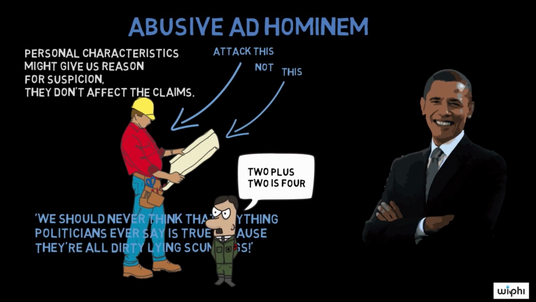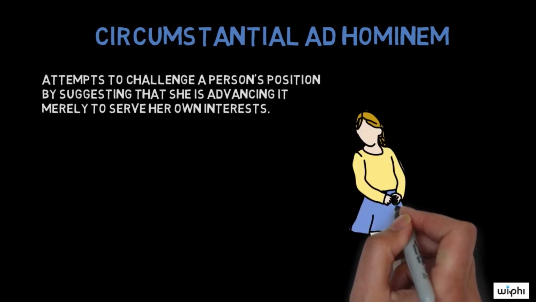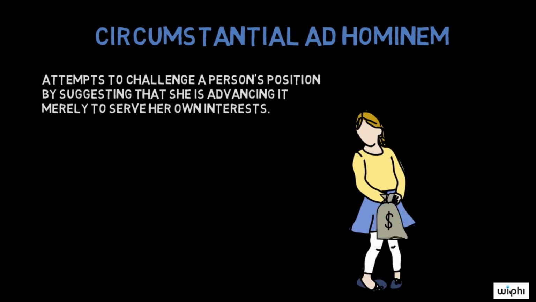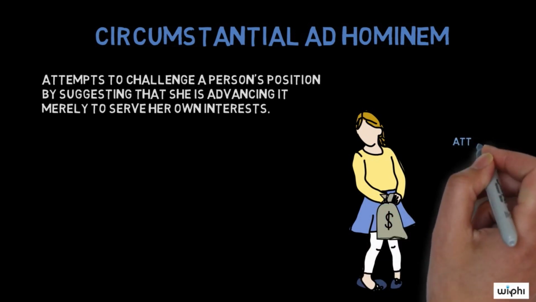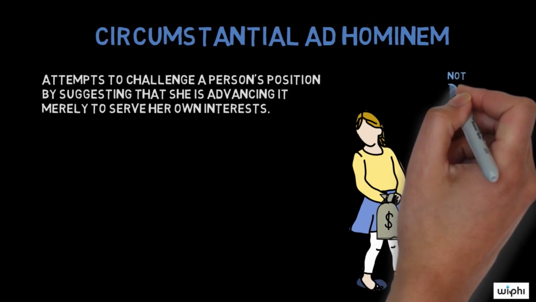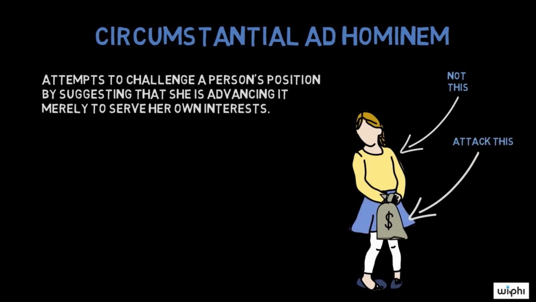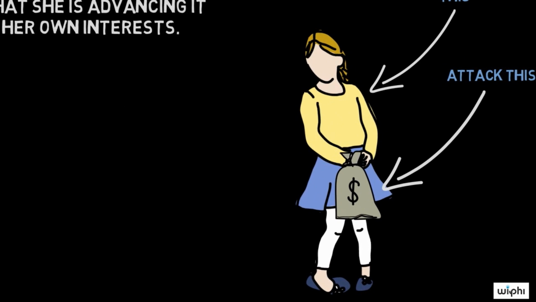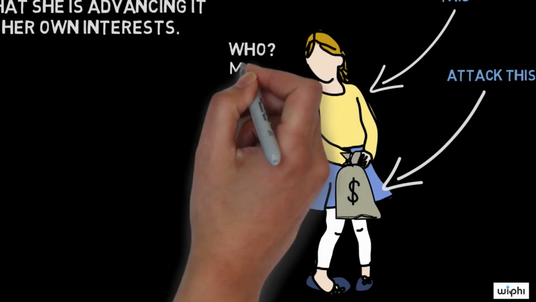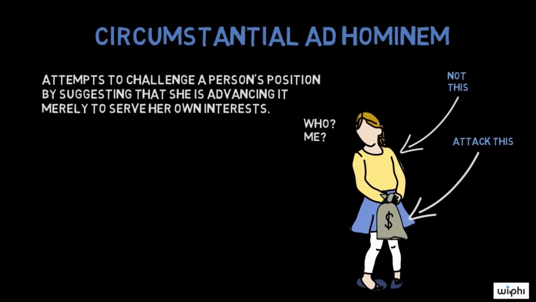Whereas an abusive ad hominem argument works by attacking an individual directly, a circumstantial ad hominem argument attempts to challenge a person's position by suggesting that she is advancing it merely to serve her own interests. Although this can be seen as abusive, circumstantial ad hominem arguments differ from abusive ad hominem arguments in that they focus on their target's situations, rather than on their personal characteristics. Once again, however, although such arguments may give us reason to question an individual's intentions, they do not impact whether her claims themselves are nonetheless worth taking seriously.